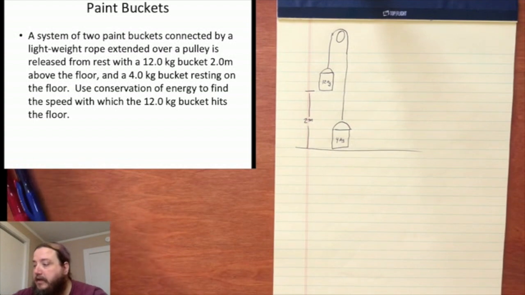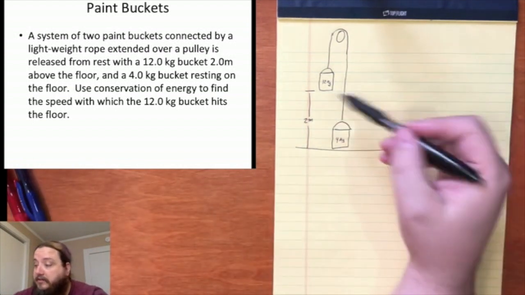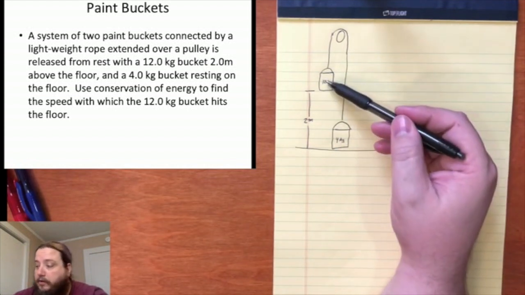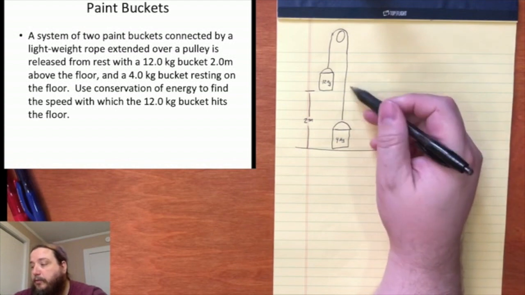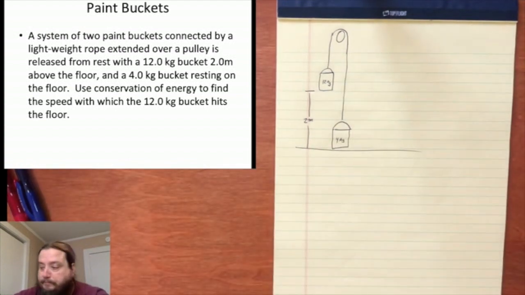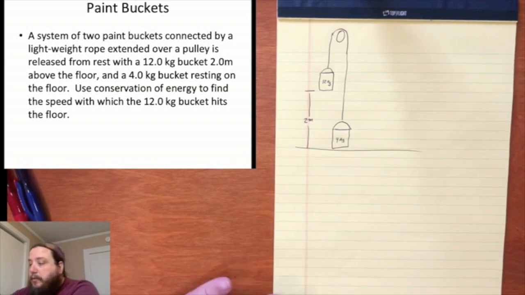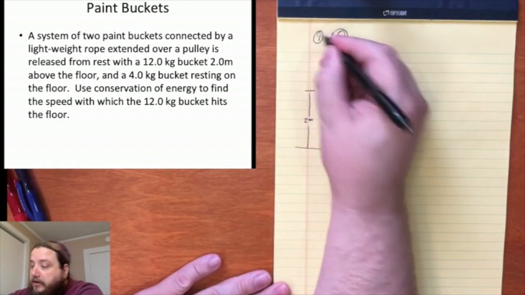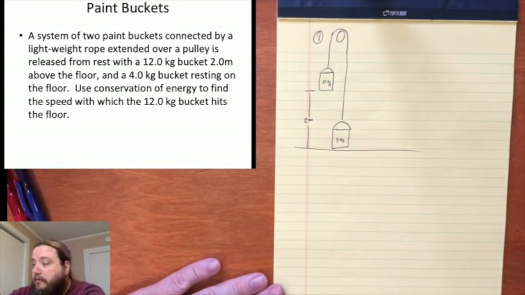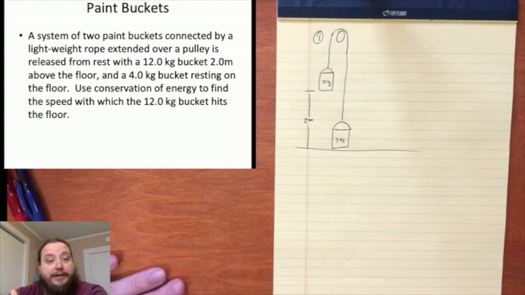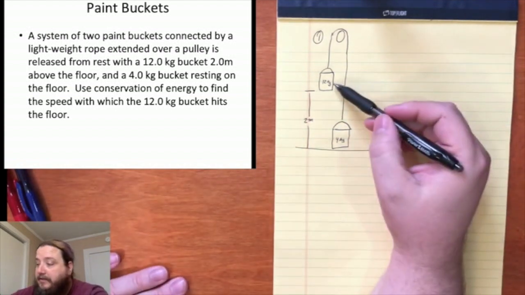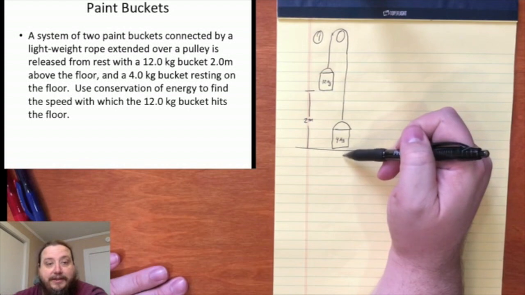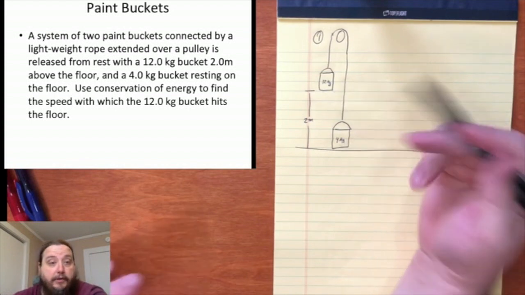So first thing is we can apply some physical intuition. Obviously the 12 kilogram bucket, being the heavier one, is going to want to fall, and thus will pull the 4 kilogram bucket upward. The next thing we would want to do is define an interesting moment in time, and obviously the moment that we start here is one of the potentially interesting moments in time. It's a moment in which we can say something about the system. In this case, that the 12 kilogram bucket is 2 meters above the ground, the 4 kilogram bucket is sitting on the ground, and neither bucket is moving.